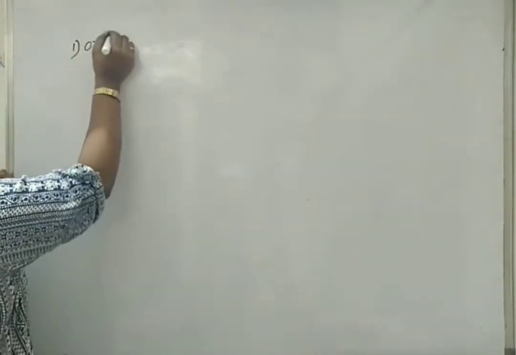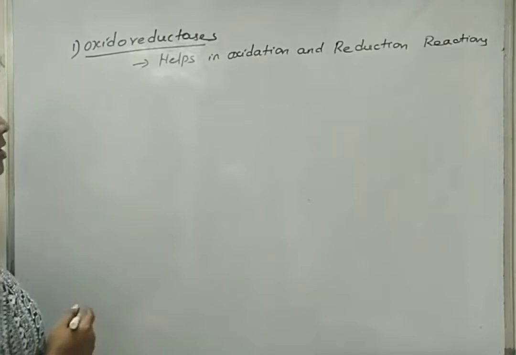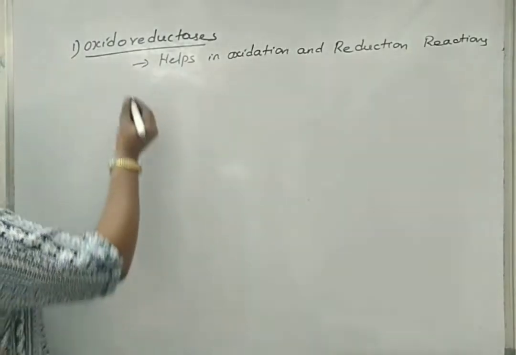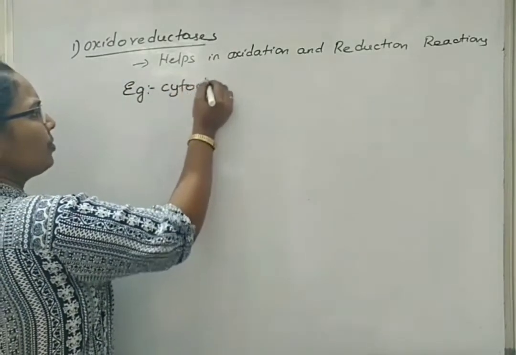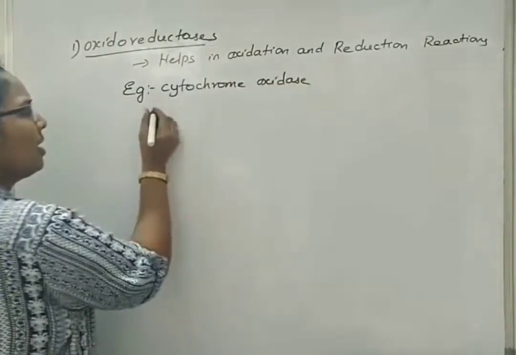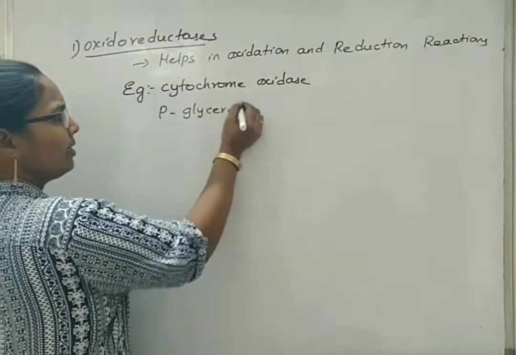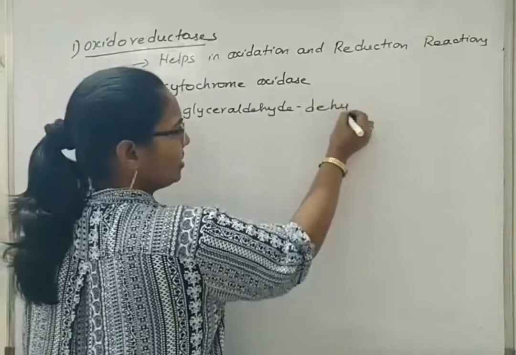So first one, oxidoreductases. This type of enzyme helps in both oxidation and reduction reactions. Here we can take some examples: cytochrome oxidase is one enzyme, and another one is phosphoglyceraldehyde dehydrogenase.